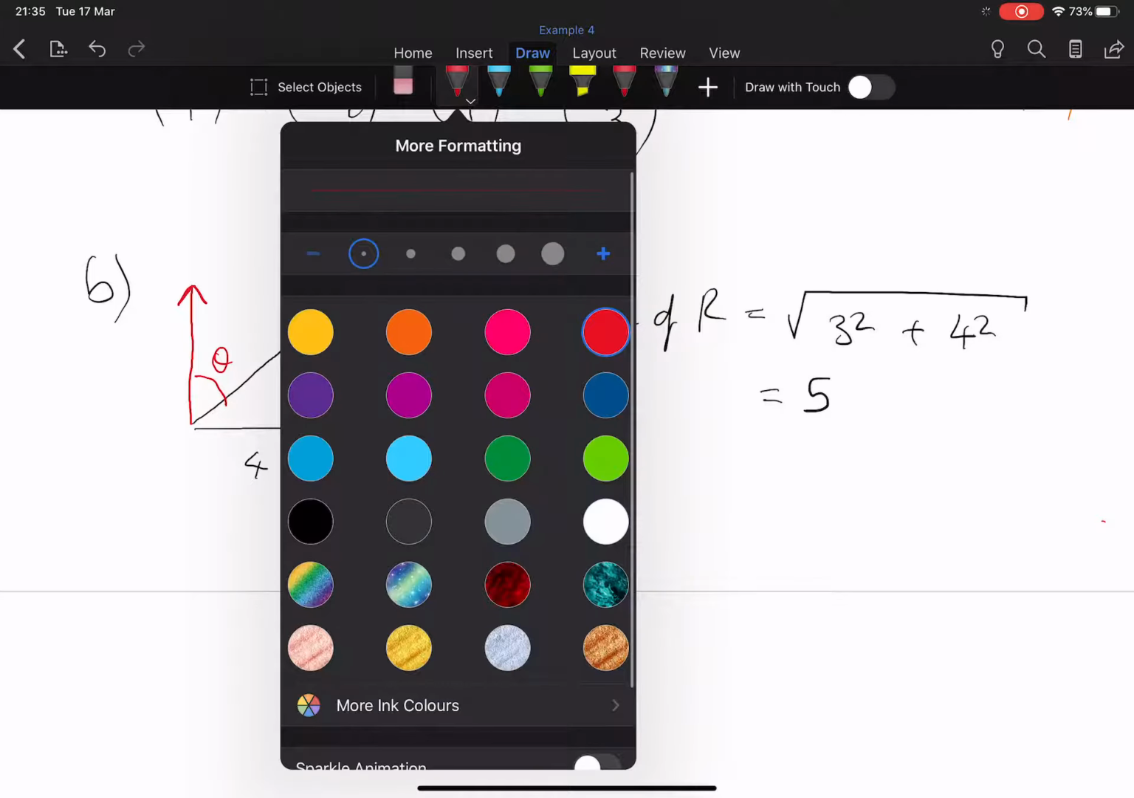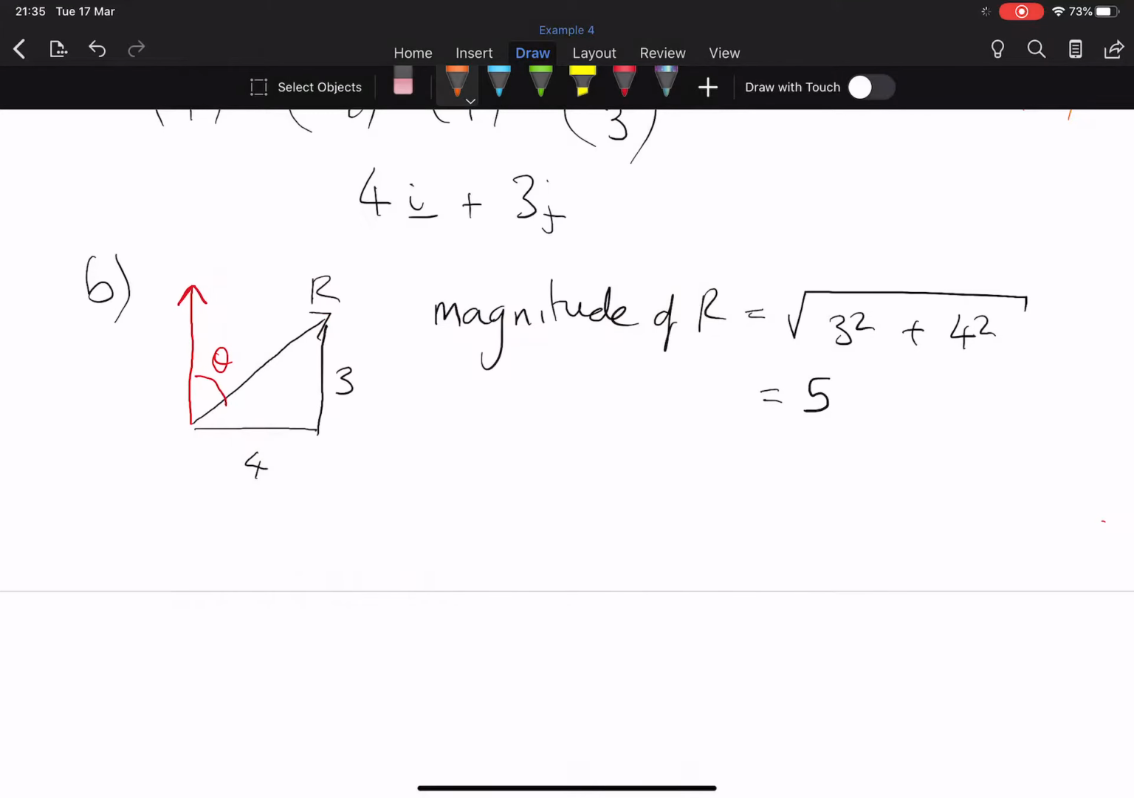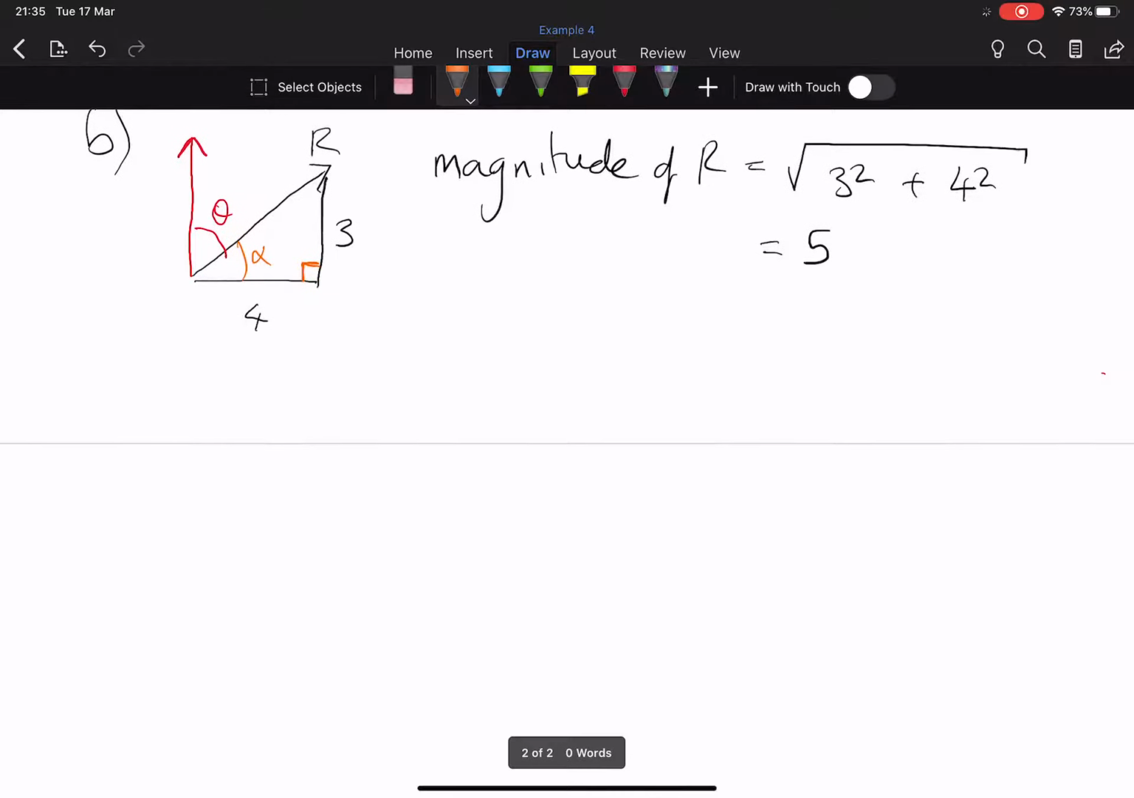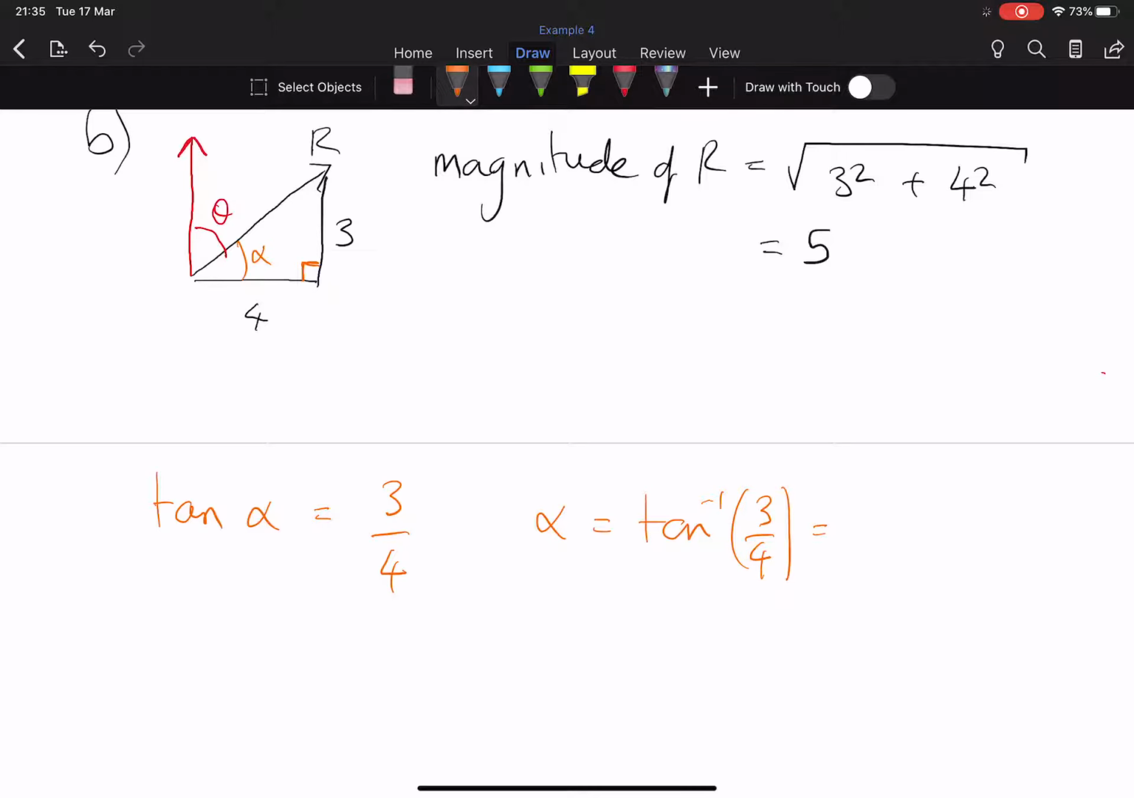So perhaps it's easiest if we find out what this angle alpha is first, because we've already got our right angle triangle here. So we know from our diagram that tan alpha, using the right angle triangle, tan is opposite over adjacent, so 3 over 4. So if we solve that, we find that alpha equals inverse tan of 3 over 4, which is 36.869.